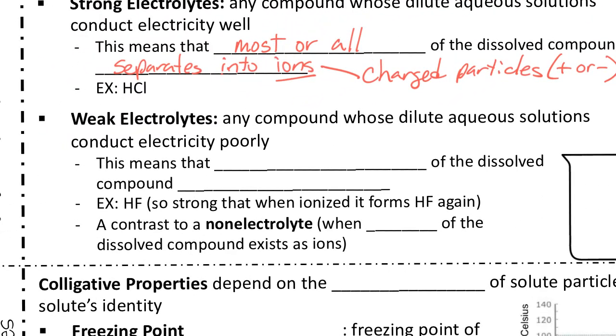You can also have weak electrolytes. These are any compound whose dilute, aqueous, or watery solution conducts electricity poorly. This means that only some of the dissolved compound separates into ions.